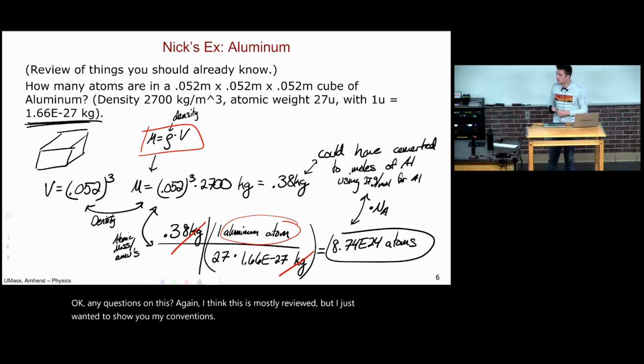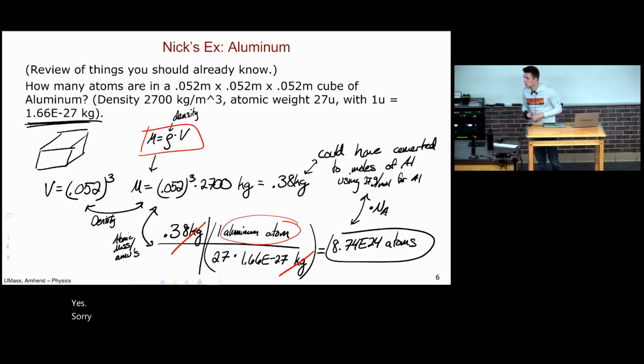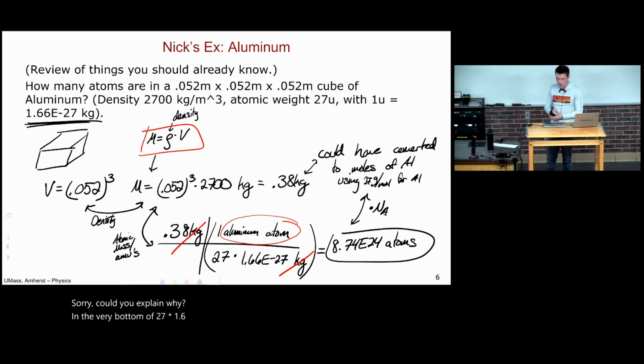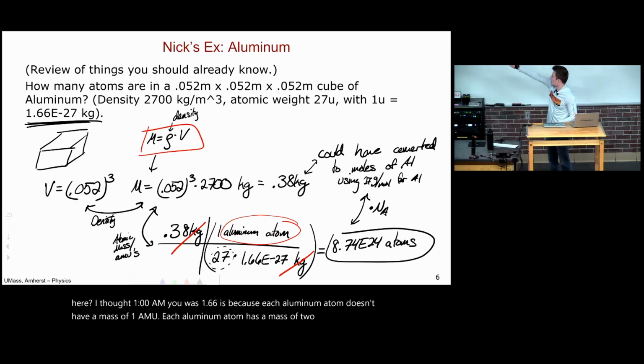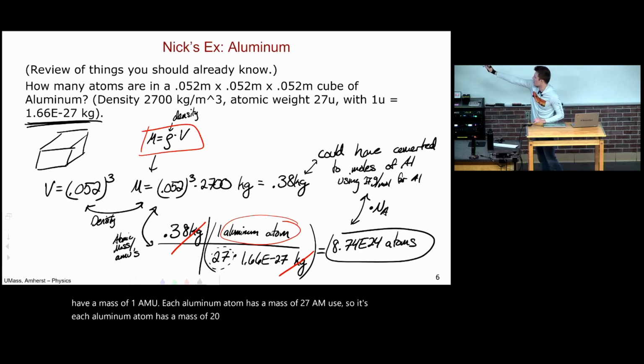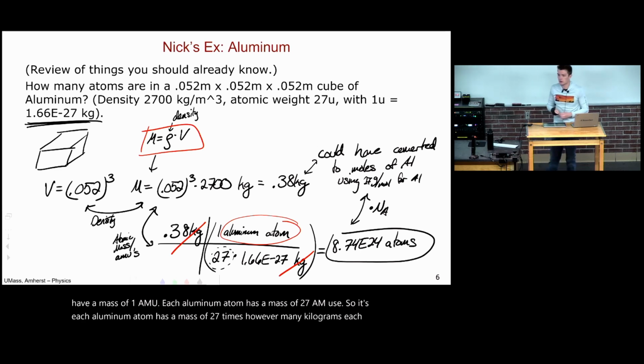In the very bottom, I have 27 times 1.66. Oh, okay. So his question was, why do I have a 27 here? I thought 1 AMU was 1.66. It's because each aluminum atom doesn't have a mass of 1 AMU. Each aluminum atom has a mass of 27 AMUs. So each aluminum atom has a mass of 27 times however many kilograms each AMU is.